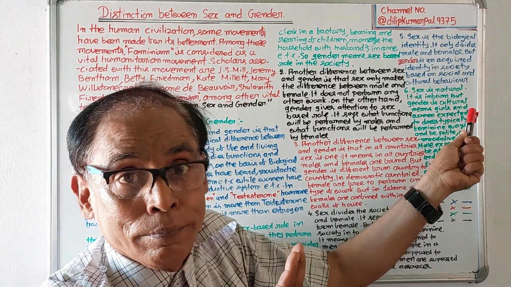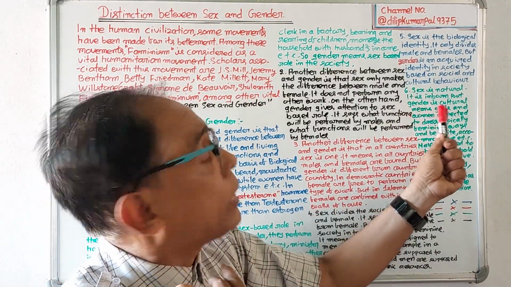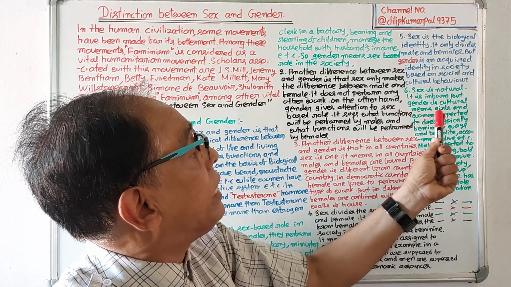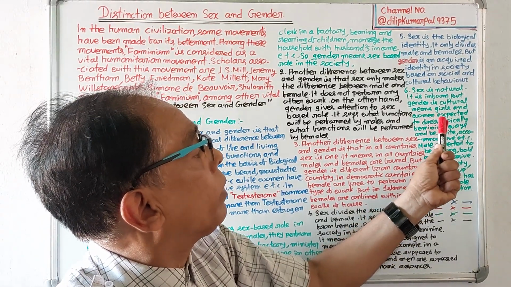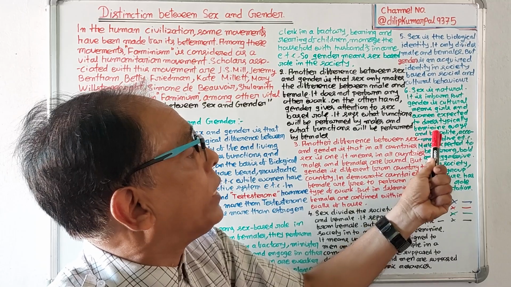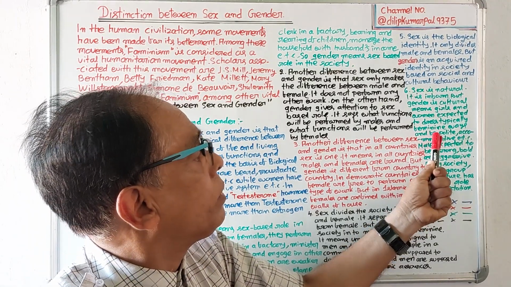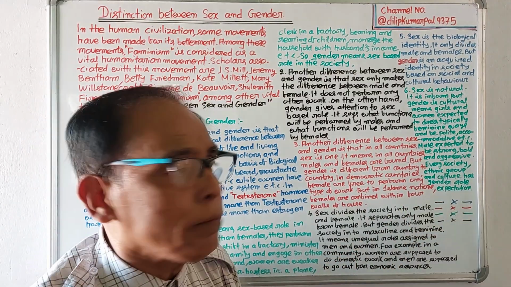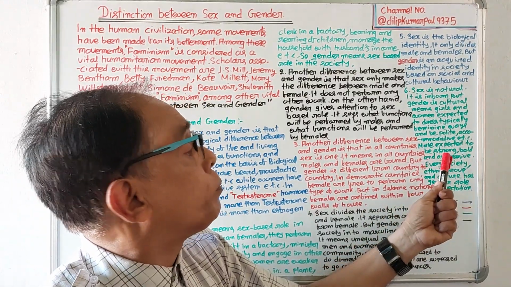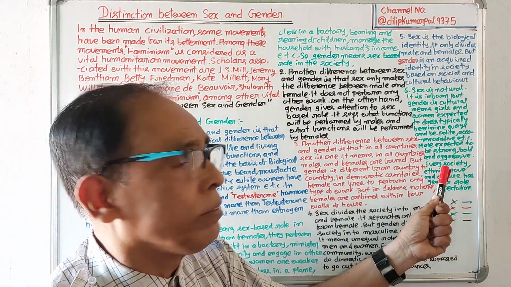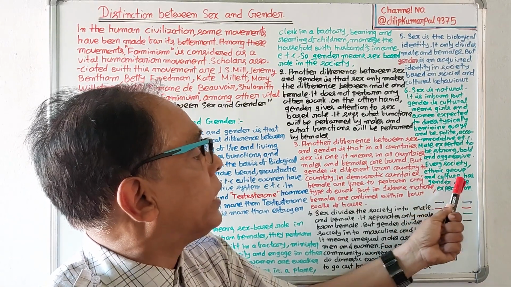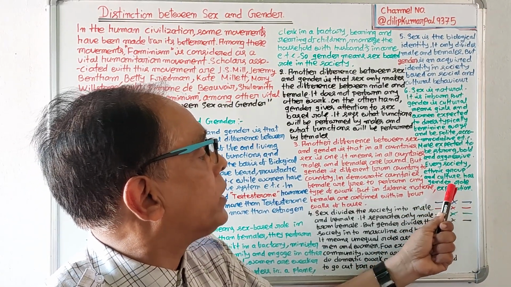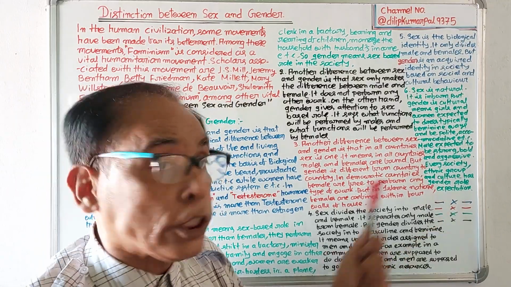Then 6. Sex is natural. It is inborn. But gender is cultural, meaning girls and women are expected to dress in typically feminine ways and be polite, accommodative, etc. Males are expected to be strong, bold, aggressive. Every society, ethnic group, culture has gender role expectations.